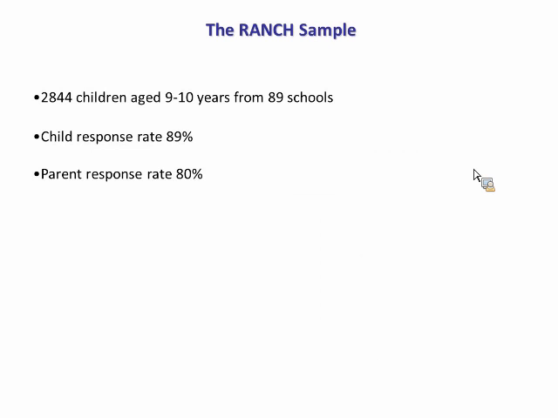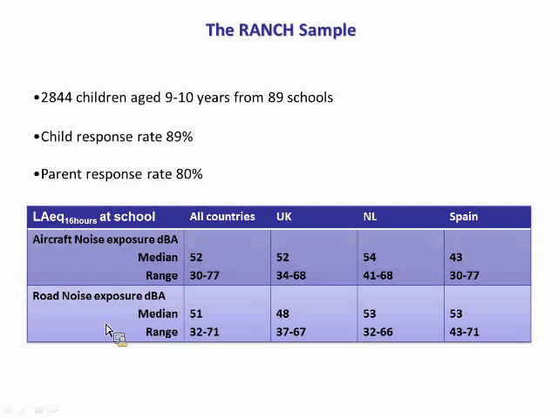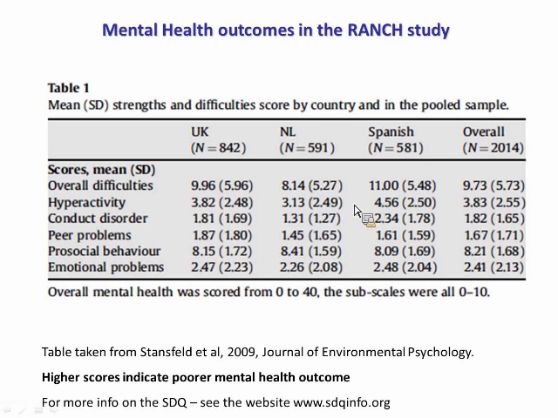2,800 children who were aged 9 to 10 from 89 schools. We had really good response rates. I won't go too detailed here, but if we look at the all countries column, you can see we had aircraft noise exposure ranging from very quiet at 30 up to 77. And for road traffic, it was 32 up to 71 decibels. So this table has the mean scores for each country for the different mental health outcomes, just to show you that they were continuous scores.